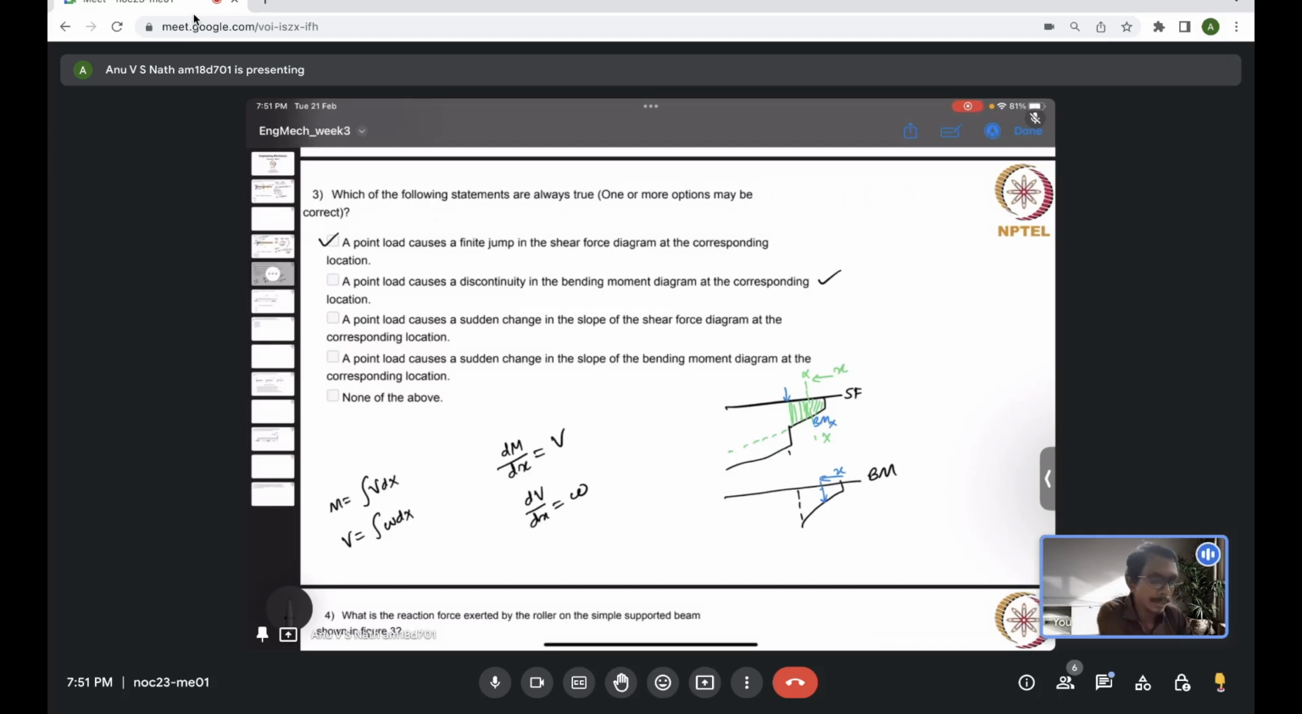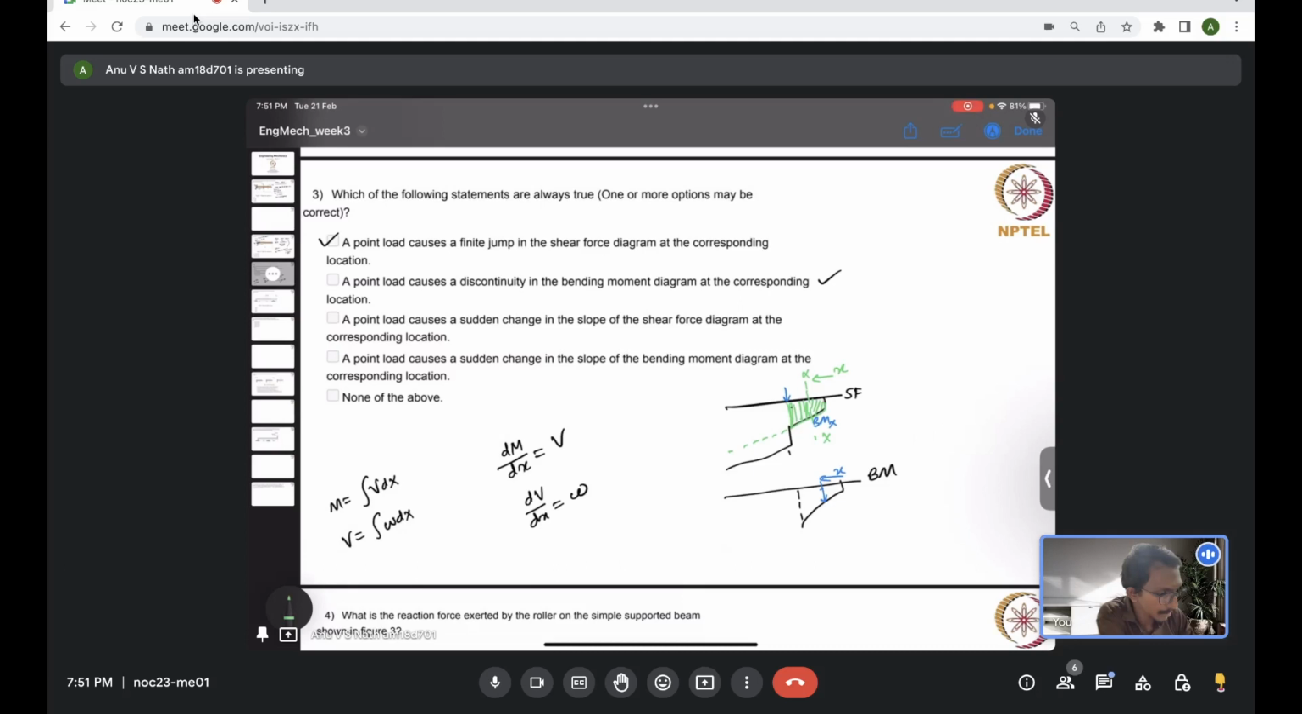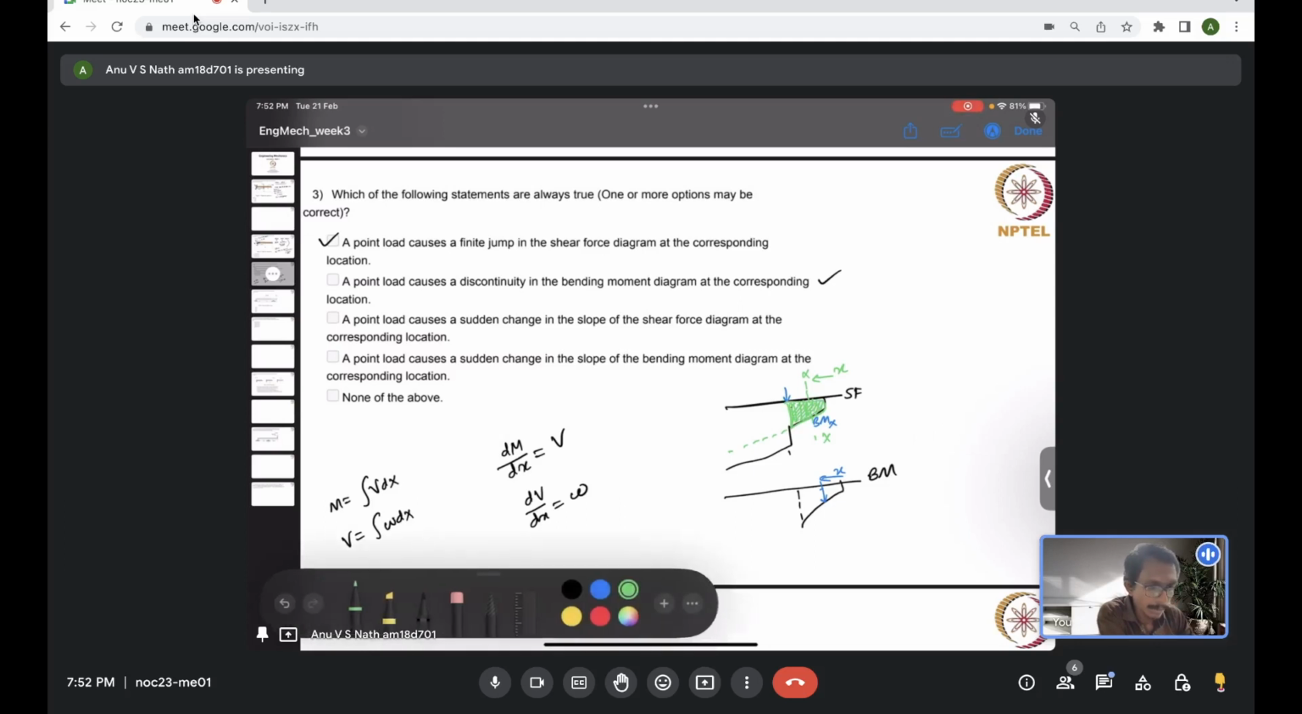Basically on the left hand side of that particular location where the point load is acting, we will find that it's just the area until this region, which I marked in green color. It's like a limiting process, just before and after the point load location. Just before the point load acts, in the shear force diagram it had some value of shear force. Just after the point load, it has an extra value of shear force added by the point load. So that's why there is a discontinuity, or sudden jump, in the shear force diagram.